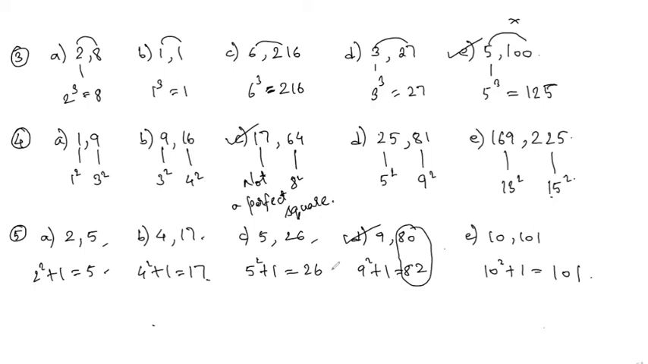5, 17, 26, 101. So only option D is not matching. So that's why option D is the wrong pair in the given series. Did you understand, everyone? Yes, ma'am.